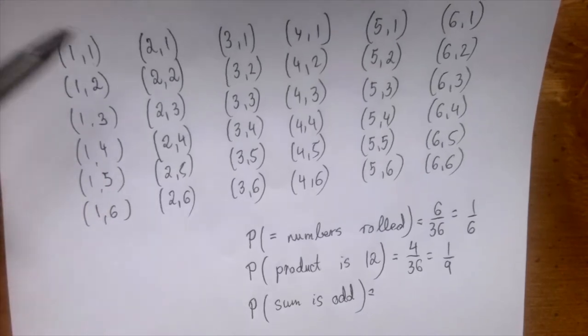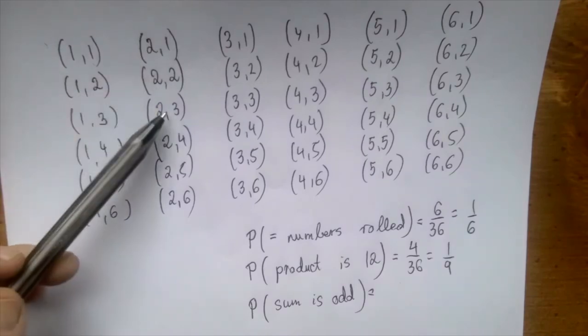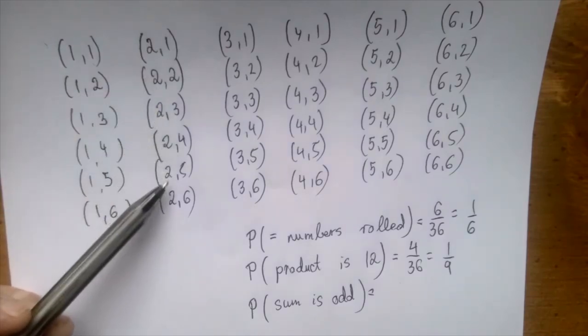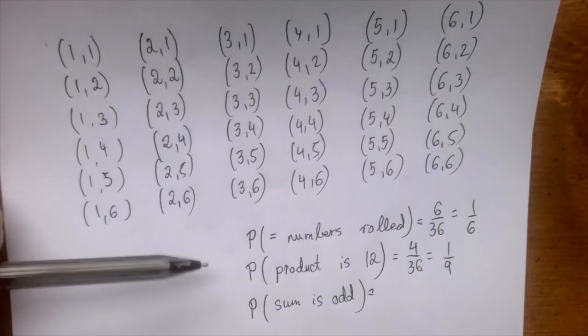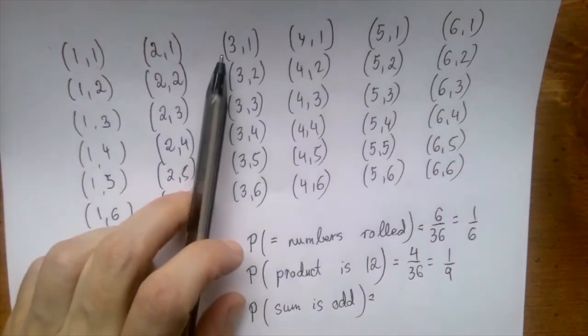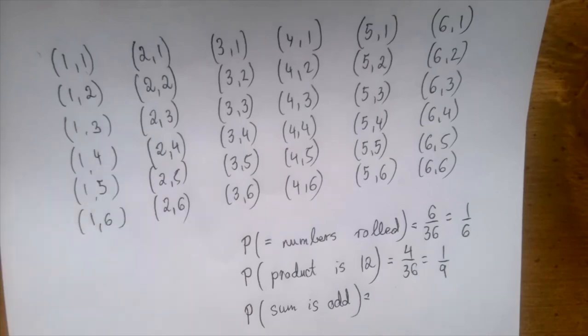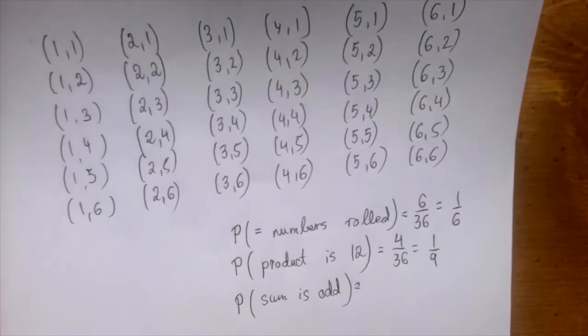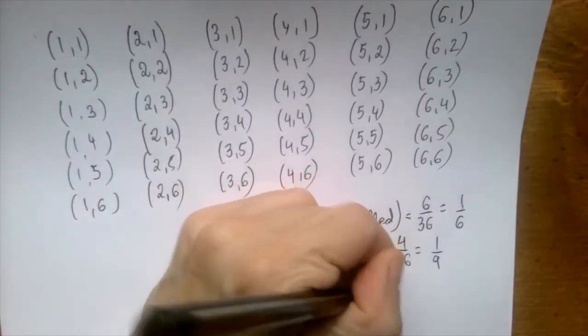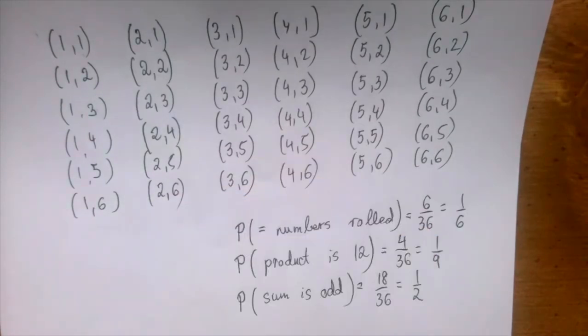Is that the same here? 2, 1, yes. 2, 2, no. Yes, no, yes. So it looks like in every column, exactly half of them will work. 3 plus 2, 3 plus 4, 3 plus 6. So every column has 3 of them, 6 columns, so that's 18 over 36, and that's just 1/2. Does that make sense?